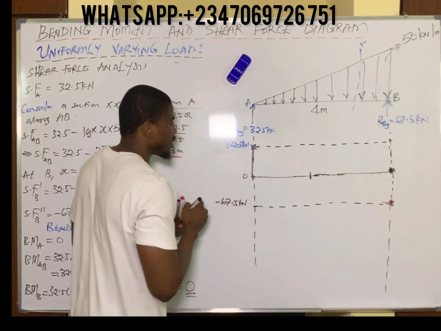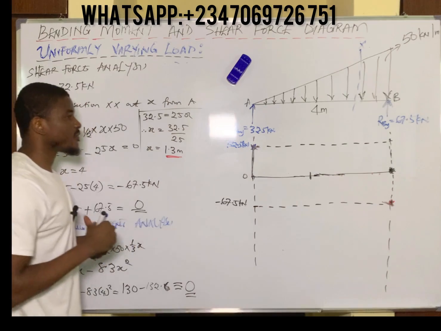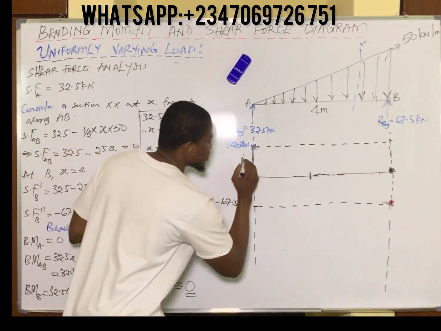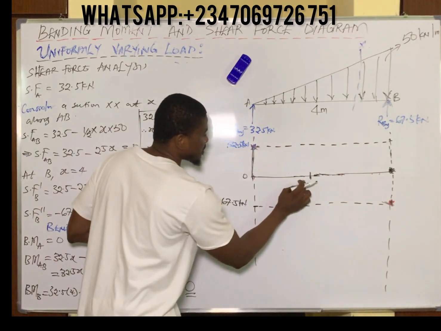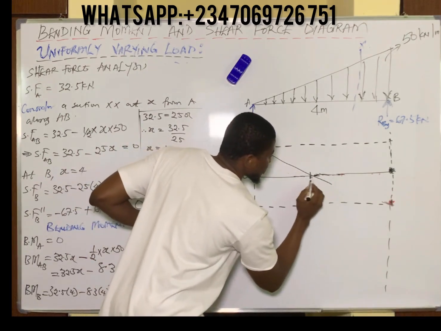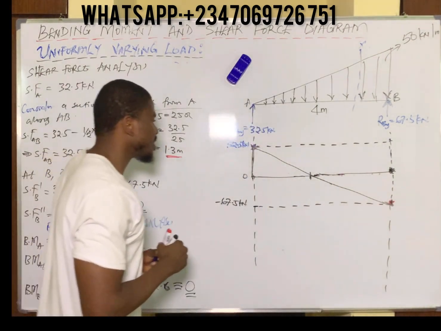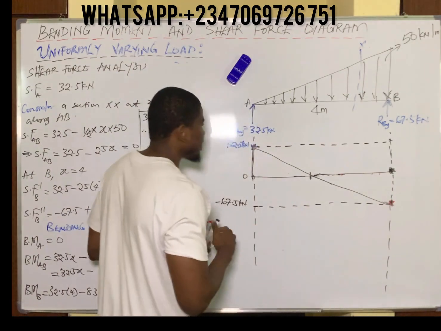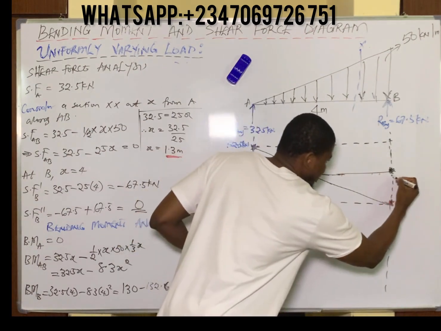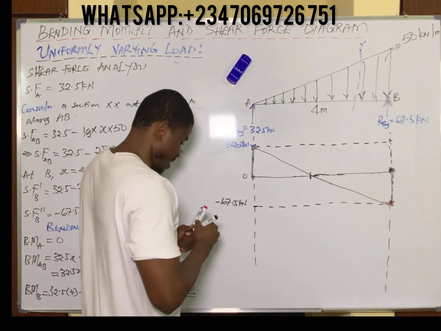Okay, so we have this. Now we want to draw the shear force diagram for the uniformly varying load. It's linear in shape, and it has to pass through 1.3 meters. So you have something like this, passing through 1.3 meters to point B. Finally, RBY is also a point load. The shear force diagram for a point load is simply a straight line that connects each of the points. So this becomes our shear force diagram.